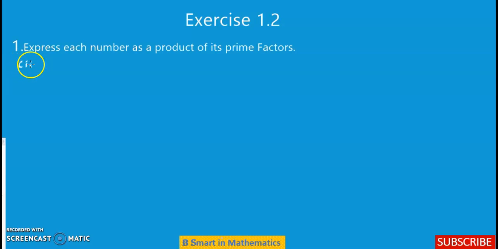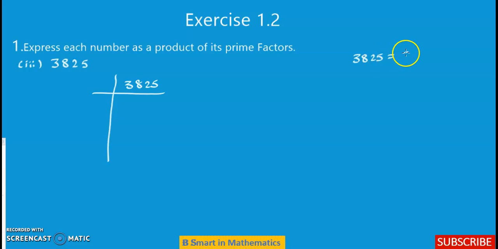Now the next number is 3825. You have to express this number as a product of primes. Do the rough work. 3825 can be written as 5 into 765. So you can write here 5. You have to write 765. See the last digit. In ones place 5 is there. So it is obviously divisible by 5. So I took 5 here.